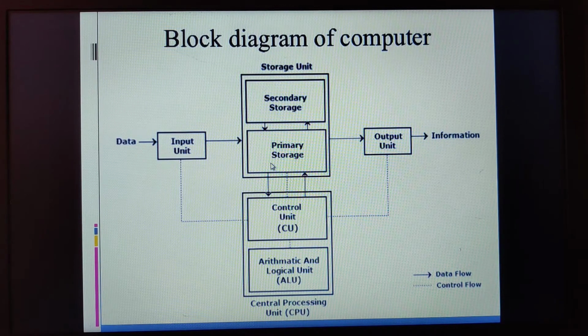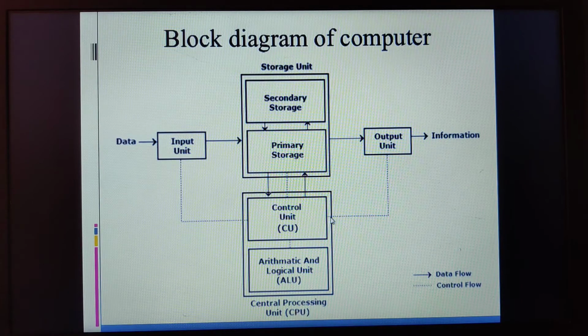And what about these dotted lines? These are the control flow. Control flows from the input unit directly to the CPU, but data will be transferred to the primary storage. After processing, the control will go directly to the output unit, but the data processing will go step by step. The input unit will communicate with the central processing unit for processing, then the central processing unit will forward the final result, and one copy will be stored in your primary storage.